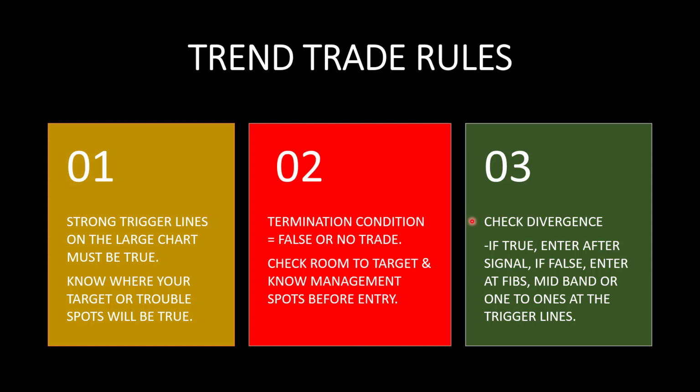Finally, the third rule is check for the presence of divergence on your small chart. This is especially important and will determine the entry criteria for your trades. If divergence is false, you will buy or sell support or resistance in the trigger lines. If divergence is true, you will wait for a market flow signal before entering the position. We will look at examples of this later in the presentation.